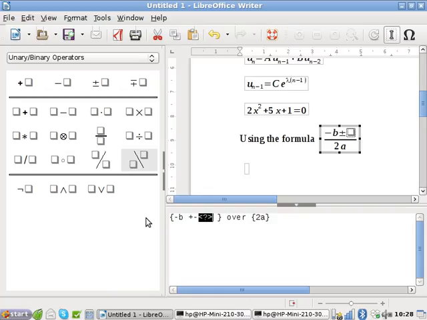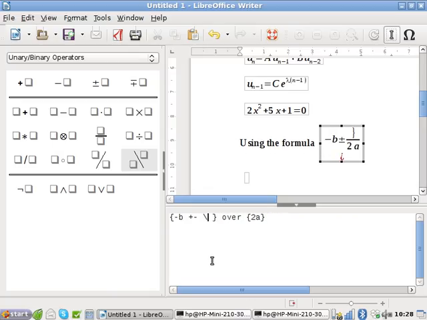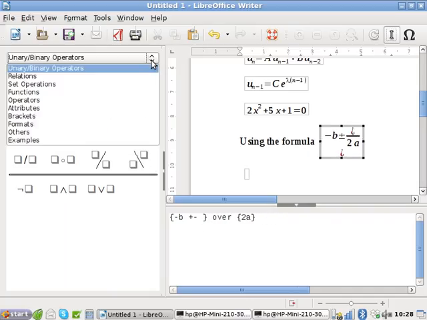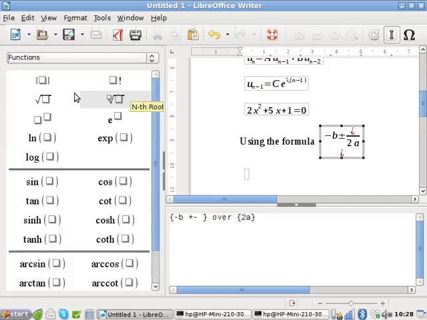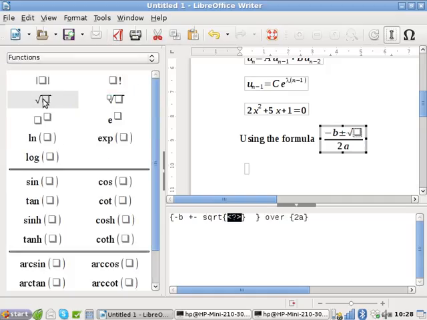Square root, isn't it? Yeah, now let's see if I remember square root now. Is it percent sqrt? It is not. It is not that either. I'm going to have to find it. Functions. There it is. Square root. Just sqrt. Right. So if you ever need to find what the command to type in is, you can get them from the drop down here. So I went to functions and I could find square root.